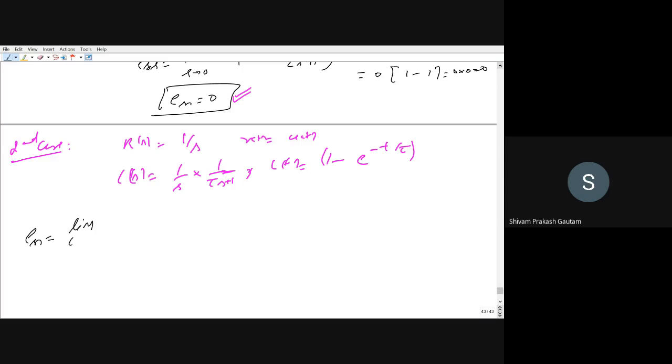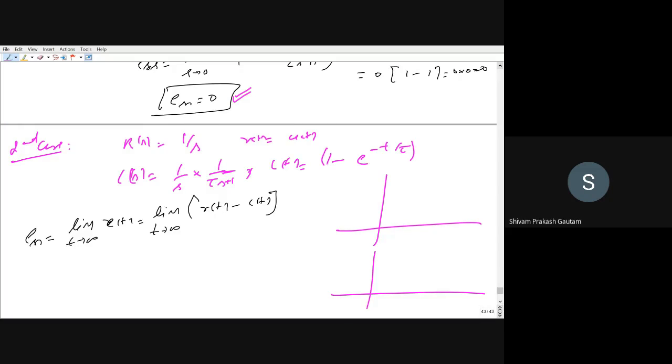Limit t tends to infinity e(t) will be equal to limit t tends to infinity r(t) minus c(t). r(t) is input, c(t) is output. If I want to plot, I can plot it also. This is our r(t), with magnitude 1, and c(t) looks something like this. We have seen this in yesterday's lecture.